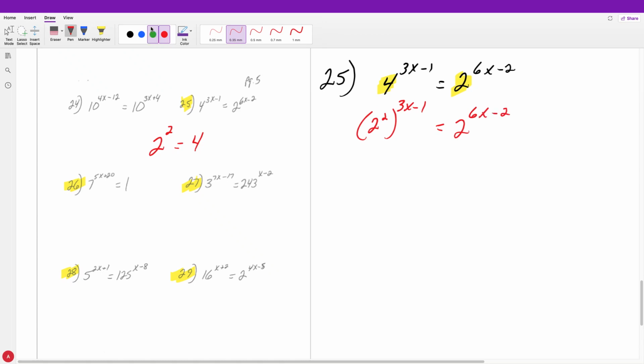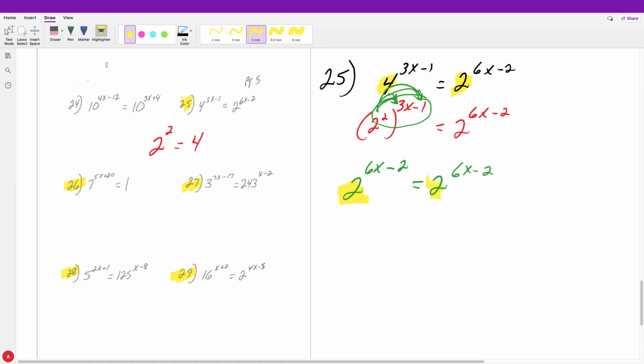And since we know our rule for power to a power is we multiply, we need to distribute this 2 into both the 3x and the minus 1. So it becomes 2 to the 6x because 2 times 3x, and minus 2 because 2 times minus 1. And now that's equal to 2 to the 6x minus 2. Once we get the like bases, now I know that my powers have to be equal for these two exponential equations to be equal. So 6x minus 2 is equal to 6x minus 2.